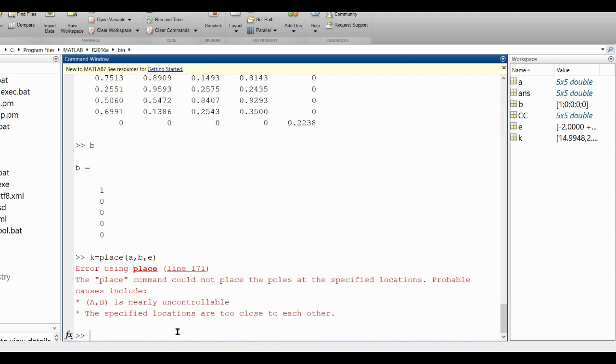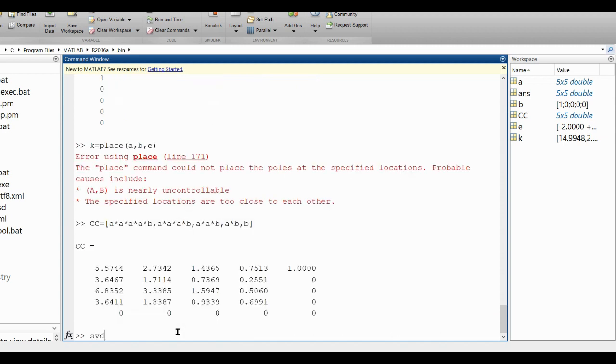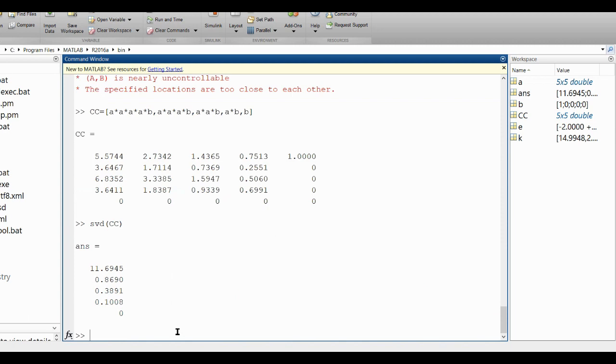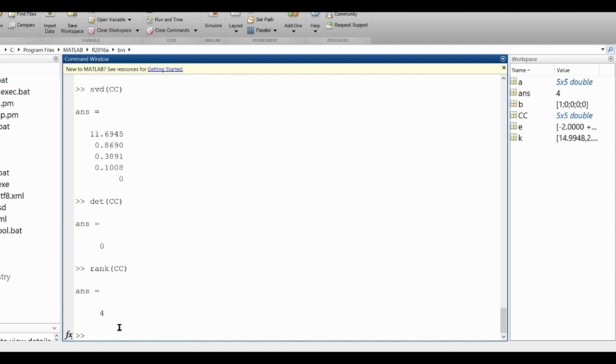Now let us compute C and look at the SVD of C, and you will see that one singular value is exactly 0. We can look at the determinant of C, and that works out to be 0. We can look at the rank of C, and that is 4. So it is not controllable. When it is not controllable, we can't place the poles wherever we want. The eigenvalues may be such that the system is stable. We may be able to stabilize the system, that's a different matter, but we are not able to place the poles exactly where we want.